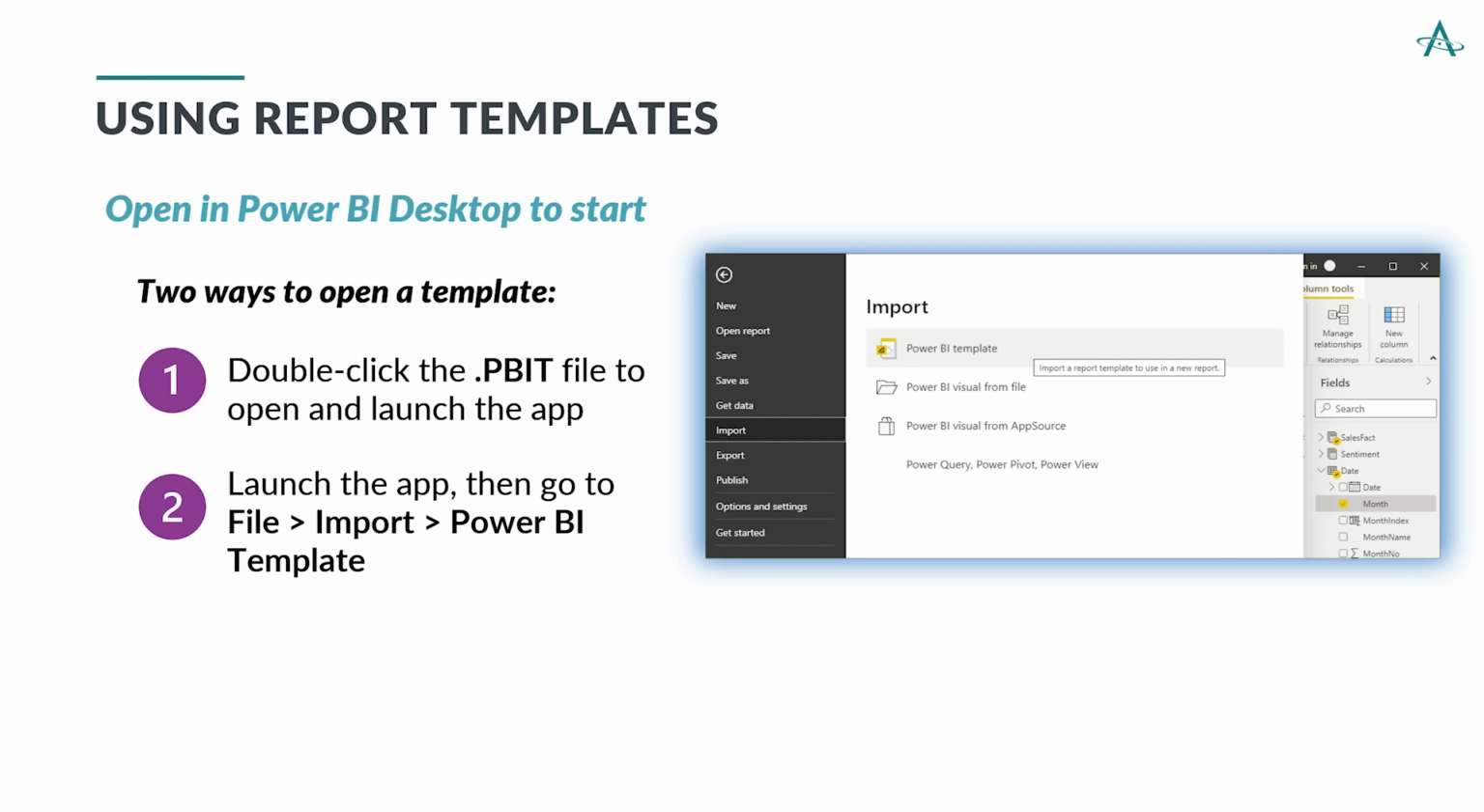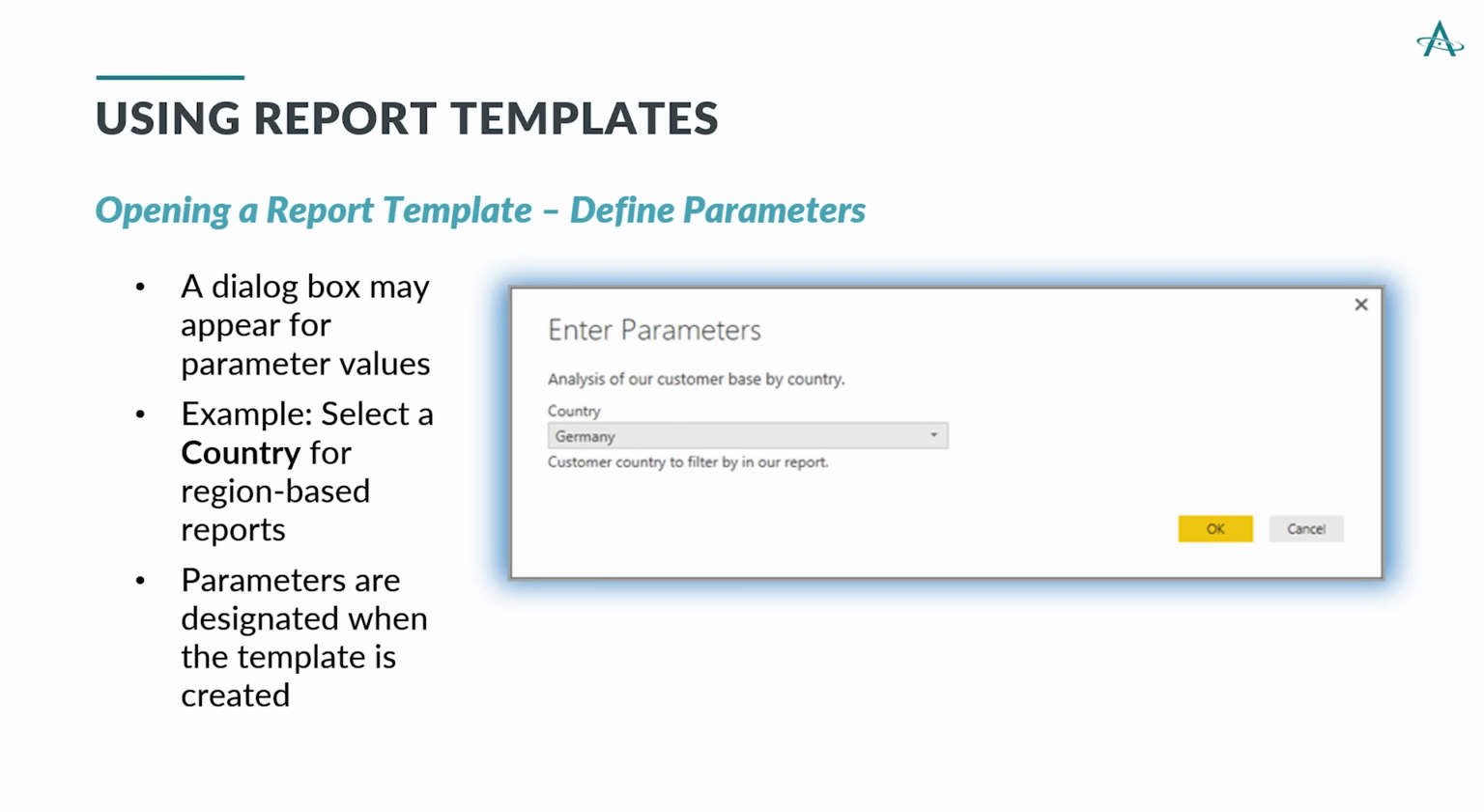You can open a Power BI template in two simple ways. By double-clicking the .pbit file, which will automatically launch Power BI Desktop and load the template, or you can import it from within Power BI Desktop by selecting File, Import, then Power BI Template. When you open a report template, you might be prompted to enter values for any parameters that were defined when the template was created. For example, if the report template filters data based on regions or customer segments, you will be asked to choose a specific region or segment from a list of values.